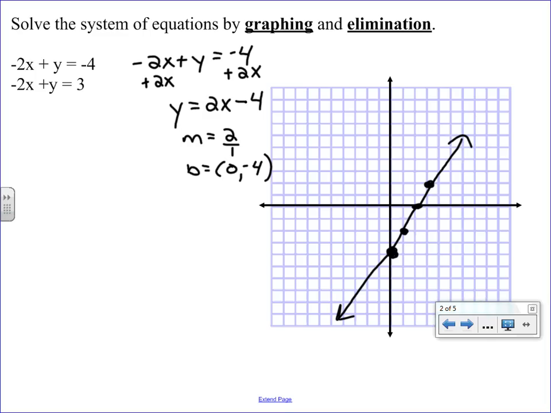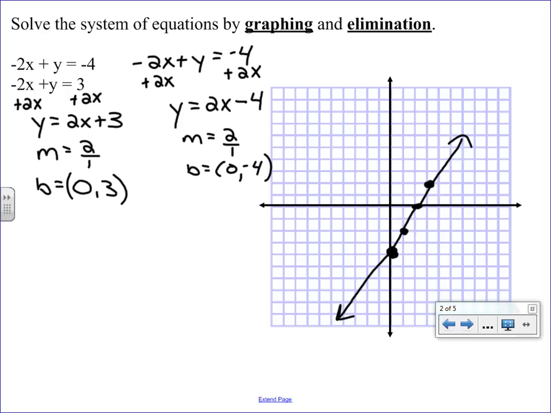We're going to do the same thing over here. We have to get y by itself, and so you'll see the -2x plus y equals 3. What we're going to do is we're going to add 2x again. That leaves us with y equals 2x plus 3. So our slope is identified as 2 over 1, and our y-intercept is 0, 3. We go to the y-axis, we go up 3 units, put our point, and then we again count our slope, up 2 over 1, as many times as you would like. You can probably already see what's going on here.